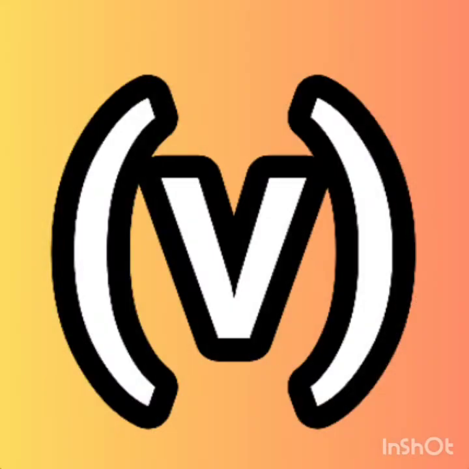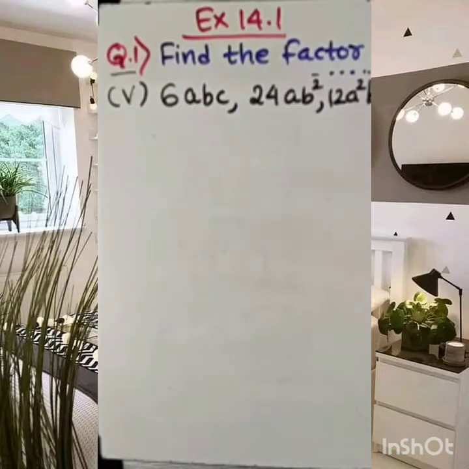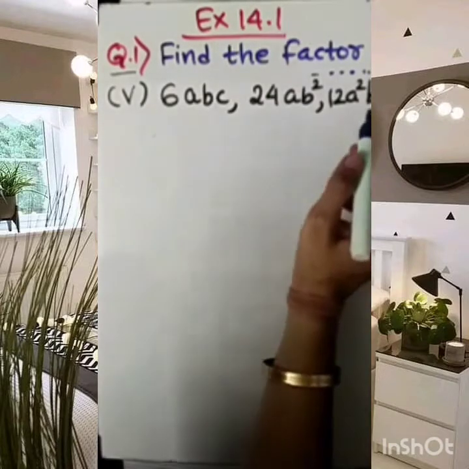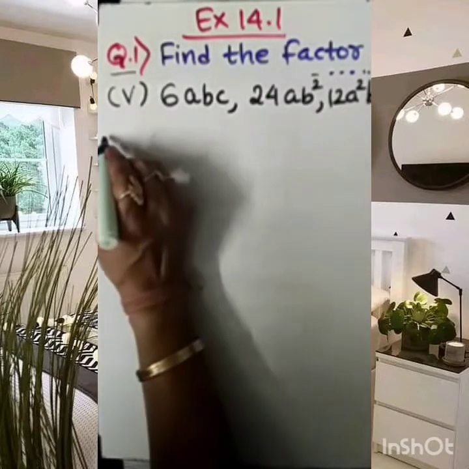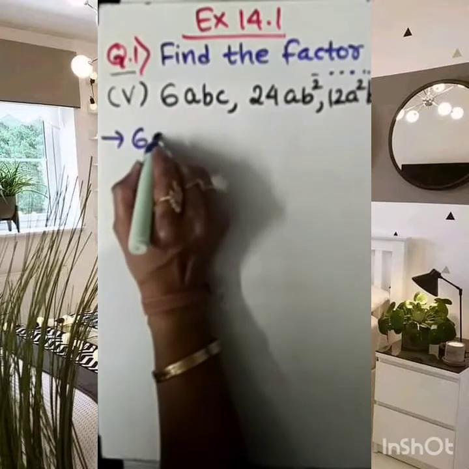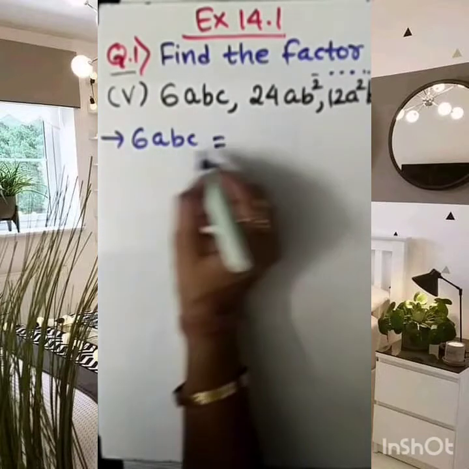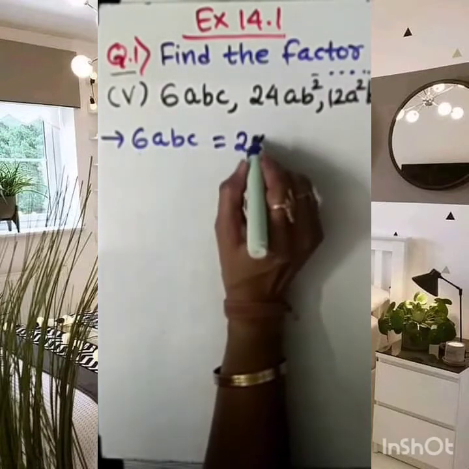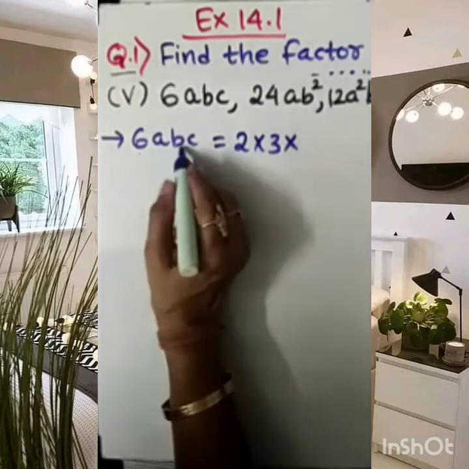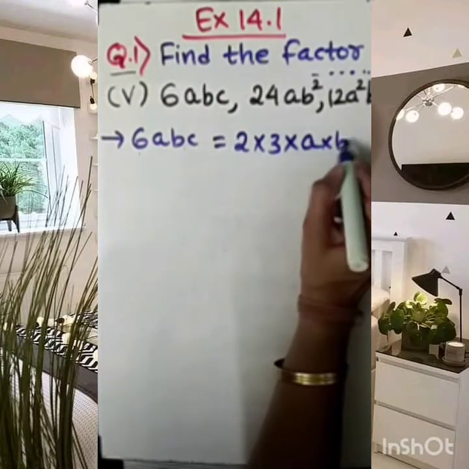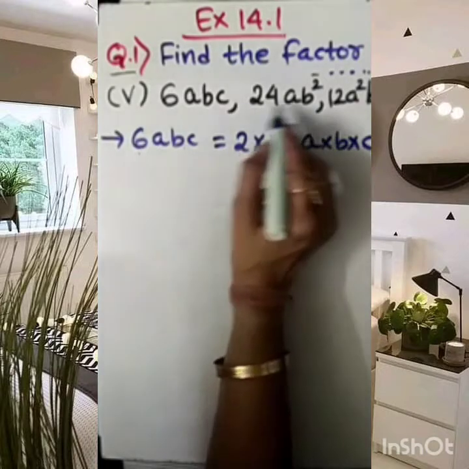So, my dear students, the fifth is on your screen. The first term we are given is 6abc. The second term is 24ab square. And the third term is 12a square b. So, first of all, let me begin with 6abc. The factors of 6 are 2 into 3. Fine. What about abc? a into b into c. Let's work out on this.